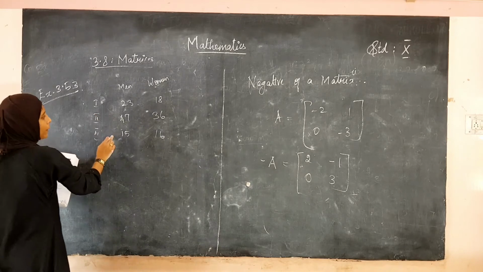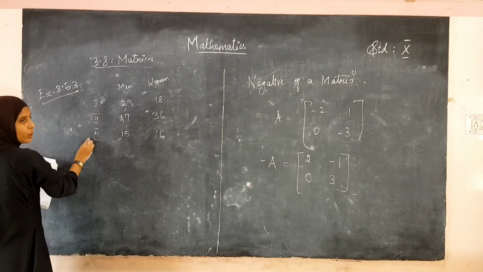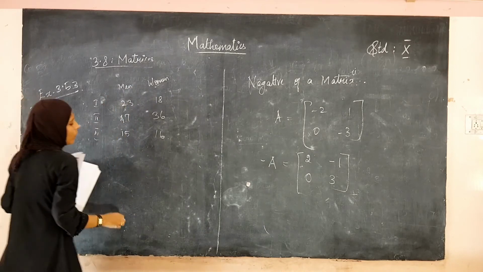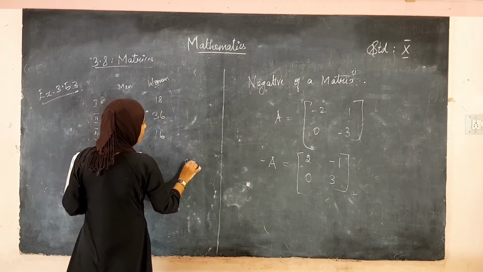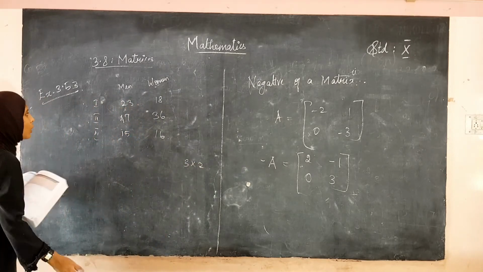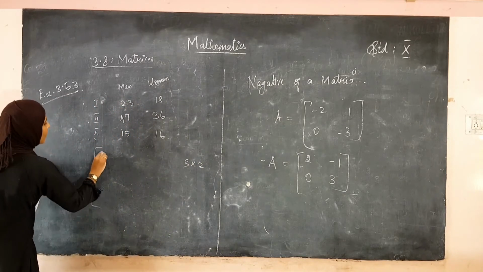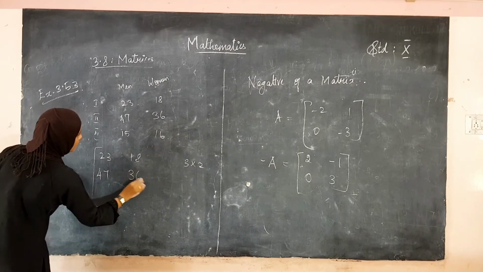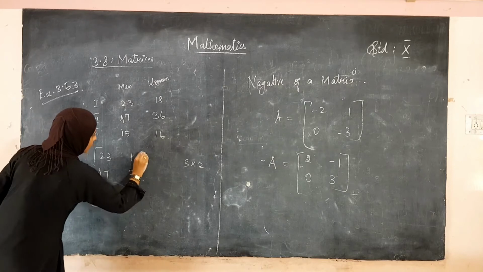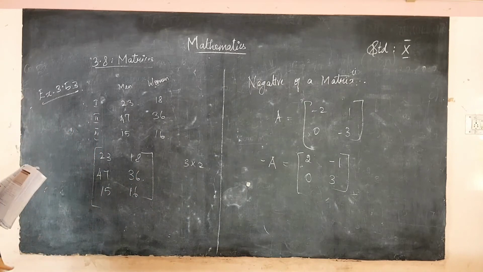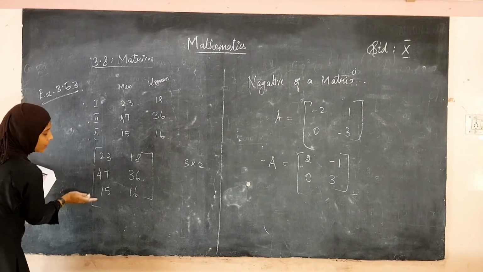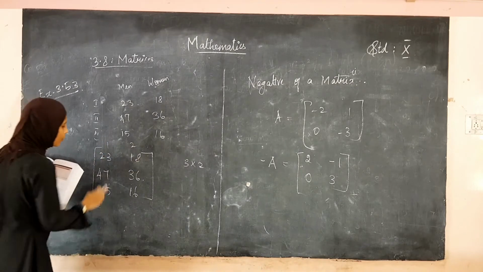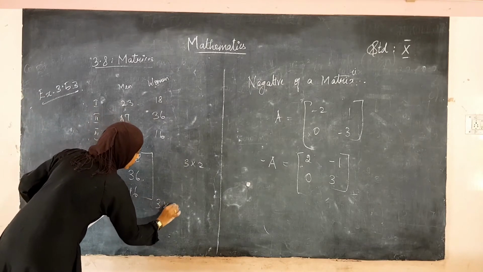See, how can we represent this as a matrix? This has 3 rows, 3 factories, and the columns are men and women, therefore 2 columns. So the order of the matrix will be 3 cross 2. We can represent it as 23, 18, 47, 36, 15 and 16. What is the order of the matrix? It has 3 rows, 1, 2 and 3, and 2 columns. Therefore, the order of the matrix is 3 cross 2.